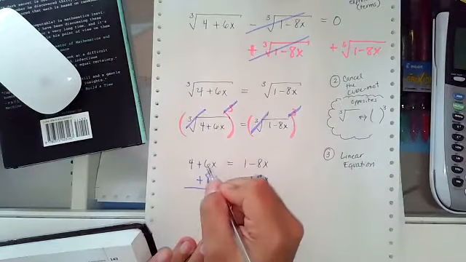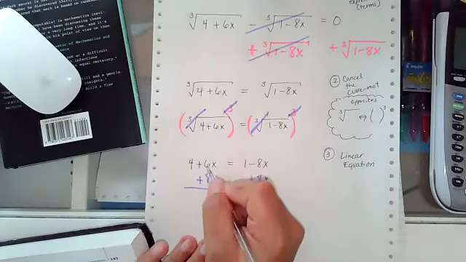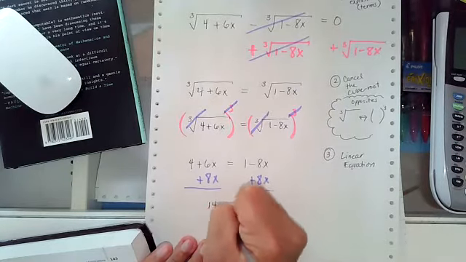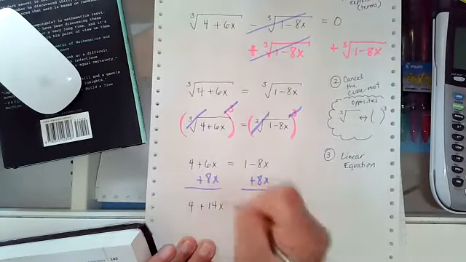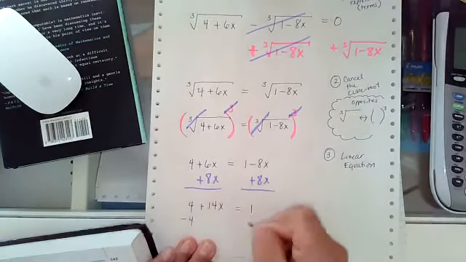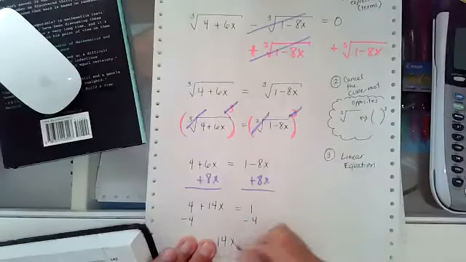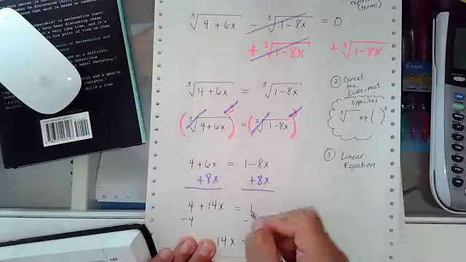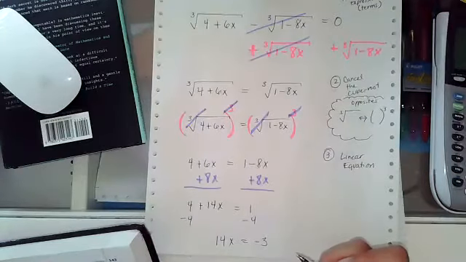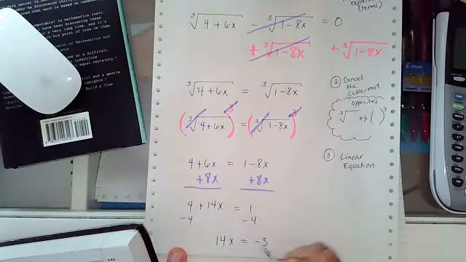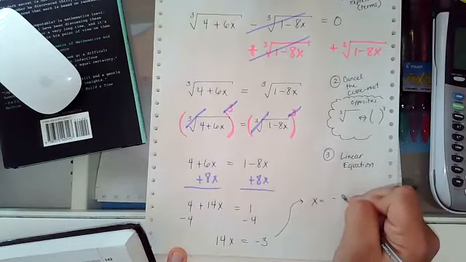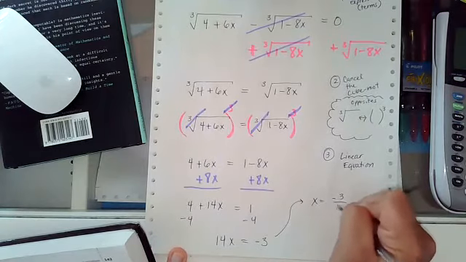So we would have 6 and 8. That would be like 7 and 7. So that'd be 14x plus 4 is equal to 1. And then you could subtract 4 on both sides. So you get 14x is equal to -3. And then you could divide the 14 over to the other side. So you get x is equal to -3 over 14.